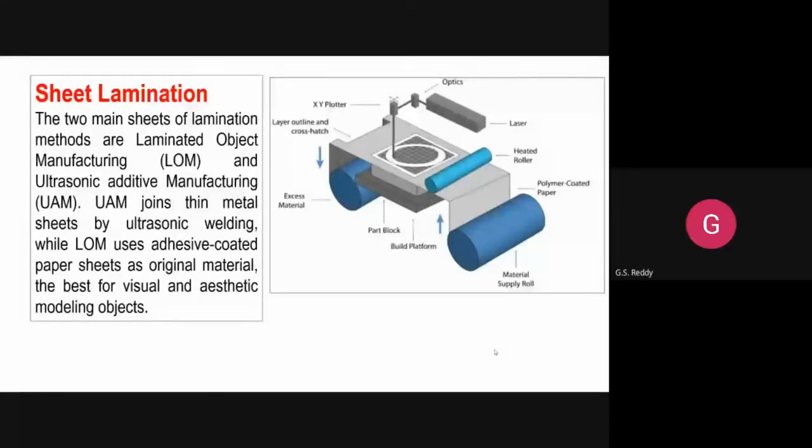Sheet lamination is like stacking up sheets or foils. There are two main sheet lamination methods: laminated object manufacturing, LOM, and ultrasonic additive manufacturing, UAM. UAM joins thin metal sheets by ultrasonic welding, while LOM uses adhesive coated paper sheets as the original material, the best for visual and aesthetic modeling objects.